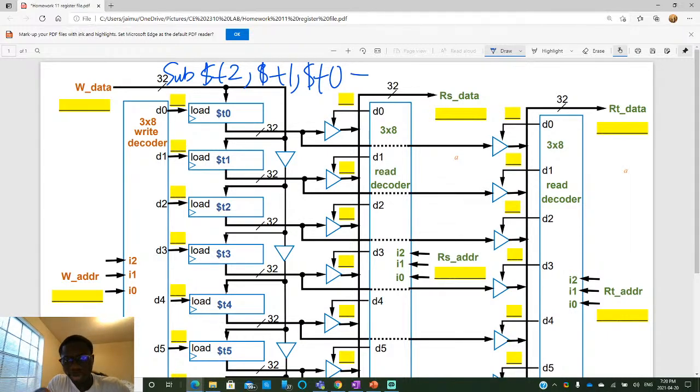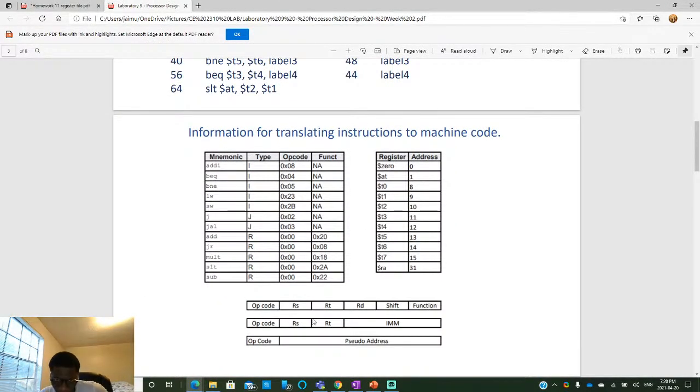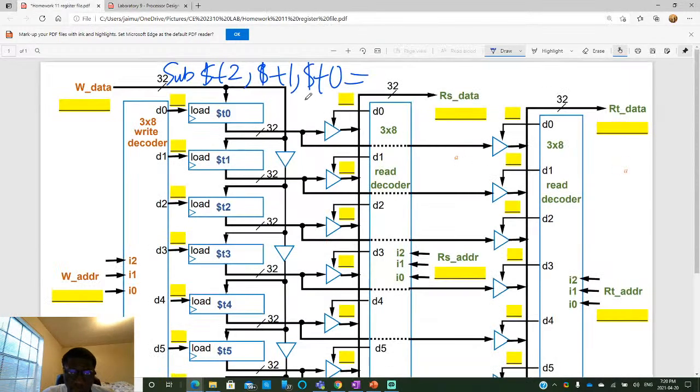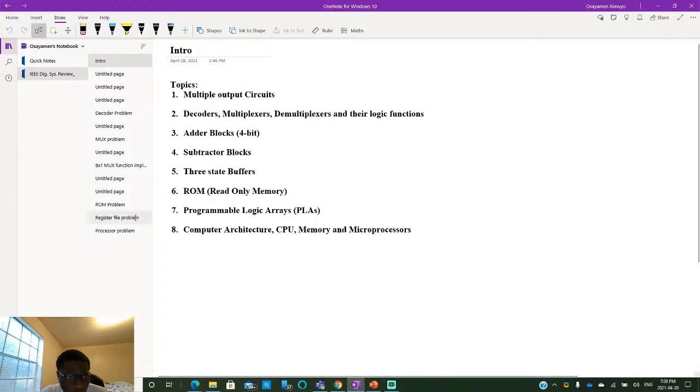Okay, so if we're converting this to the machine code, let me just pull up something very quickly. So you can use this, right? This instruction here falls under this category. So up here, oh, I think I did this prior. Give me 1 second.